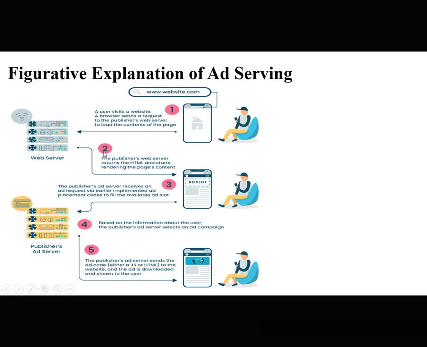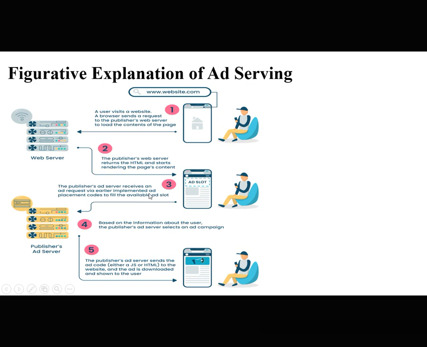In the second process, the publisher's web server returns the HTML and starts rendering the page content. The basic page content which is there on the web server is delivered through the HTML. And in the third process, the publisher's ad server receives an ad request via earlier implemented ad placement codes to fill the available ad slots.